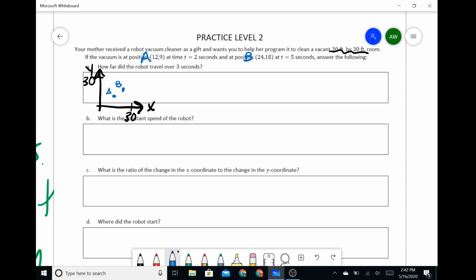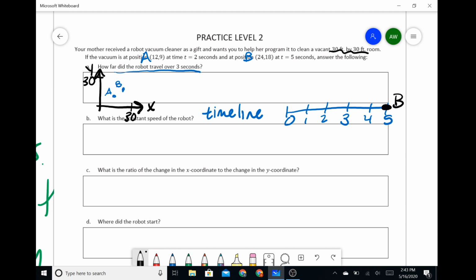That point B. I want to make that little timeline that I was using earlier because I think that's pretty helpful in this situation. So we know that the robot starts moving at 0 seconds. 1, 2, 3, 4, 5 seconds. And we know that point B is over here at 5 seconds, and point A is at 2 seconds.